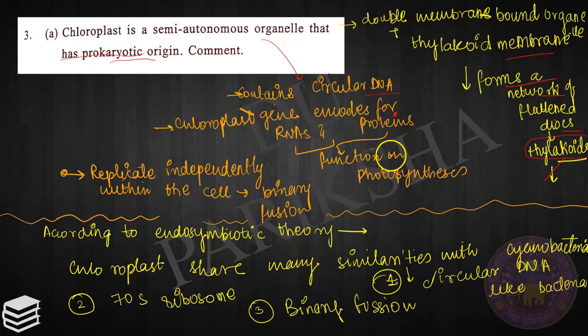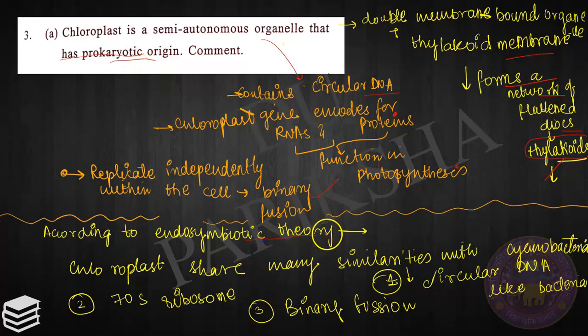The chloroplast genes encode for RNAs and proteins that function in photosynthesis, and it also replicates independently within the cell by binary fission. But some of the proteins that are involved in the chloroplast are also encoded by the nuclear genome, and that is why it is said to have prokaryotic origin. It is supported by endosymbiotic theory.